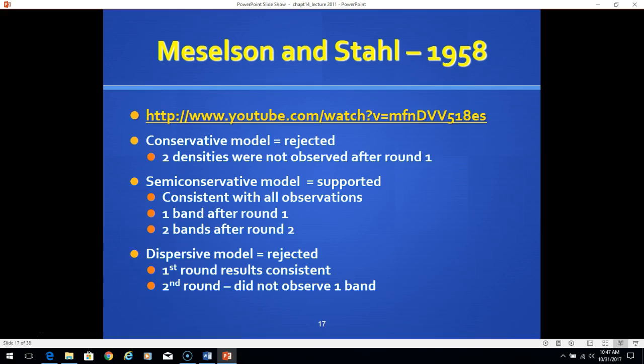There's a YouTube video here you can watch. It will help with understanding, from an animated point of view, what they did. The semi-conservative model was supported. The other two, conservative and dispersive, were rejected. And that helped us to understand that with DNA, because of how geometric it is, one strand can help us understand what the other strand is going to have, and this is what nature follows too.